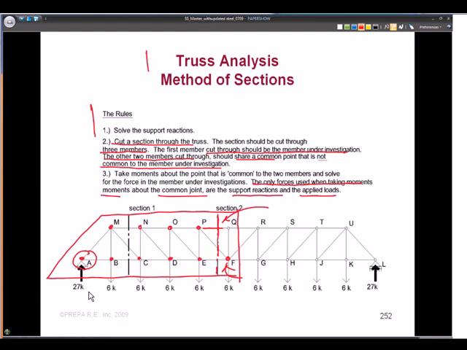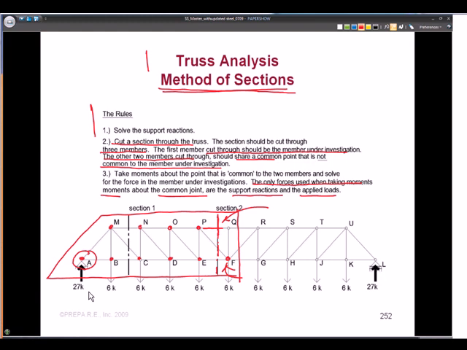The thing with the method of sections is your arrow is not going to tell you if it's in tension or compression. You have to know what you assumed, okay? And that's where this takes a little bit more visualization, because even if your answer comes out positive or negative and it says flip the arrow, because we're just going to take moments about a point, you have to know what your initial assumption was.